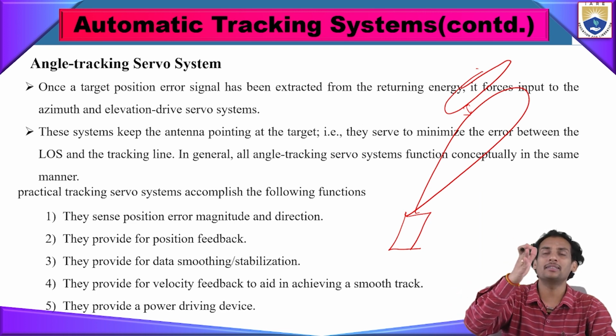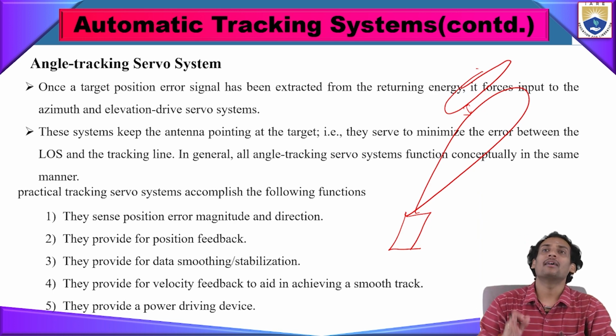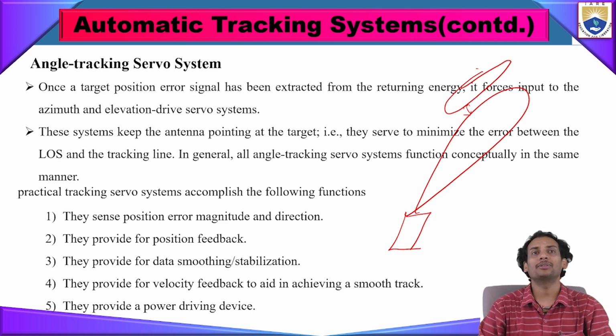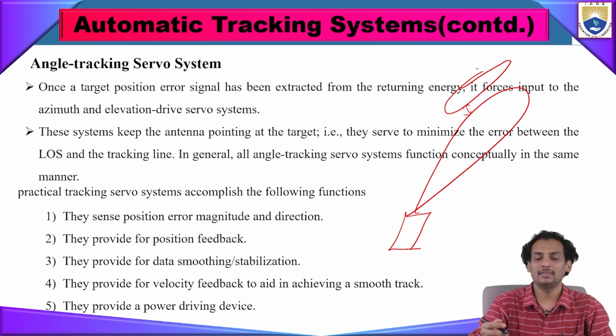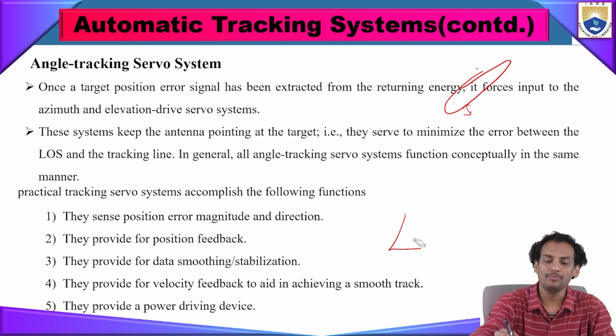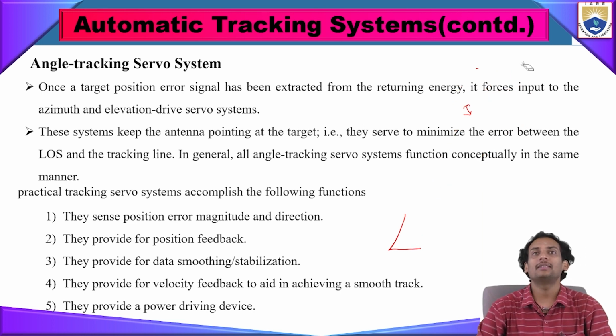In this position, if we place it, it will miss the target. So the positioning error will be given as feedback to the system, and that will activate the servo system. So the system keeps the antenna pointing at the target. That is, they serve to minimize the error between the line of sight and the tracking line.